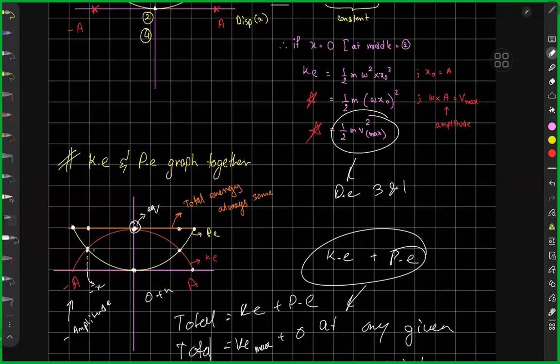Okay, so whenever you add these 2 points on these two graphs, it gives me this orange line over there at the top. Why? This orange line is basically the total energy of the bob or the system. Whenever you add both kinetic and potential energy, that gives you the total energy of the bob. That never changes. Never changes.